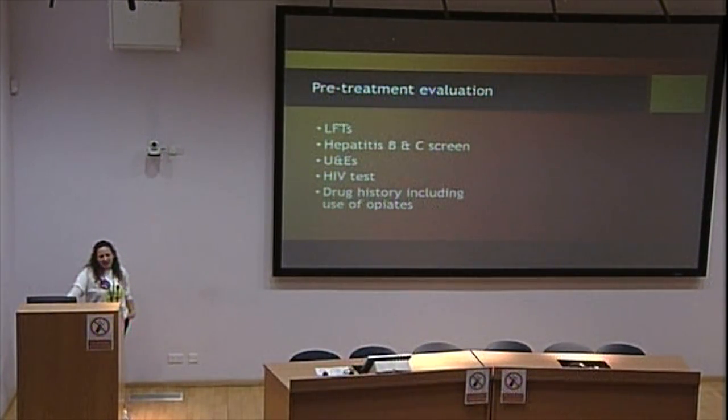So we do some baseline blood tests: liver function tests, hepatitis B and C screen. For those who, like me, always have to think about which tests to do, it's generally hepatitis B surface antigen and hepatitis C virus IgG. Also an HIV test and a drug history, including opiates.